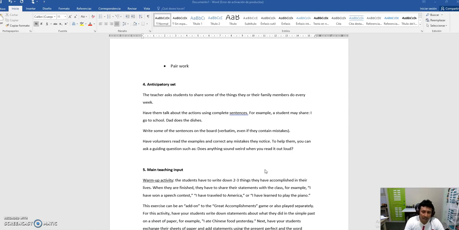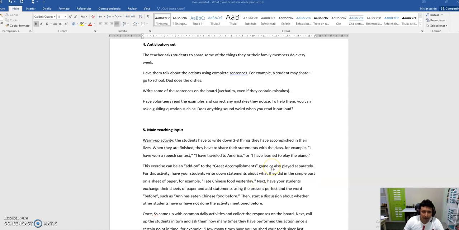I will write some of the sentences on the board verbatim, even if they contain mistakes. It doesn't matter this time. I will have volunteers read the examples and correct any mistakes they notice. To help them, I can ask a guiding question such as, does anything sound weird when you read aloud? Yes, no.